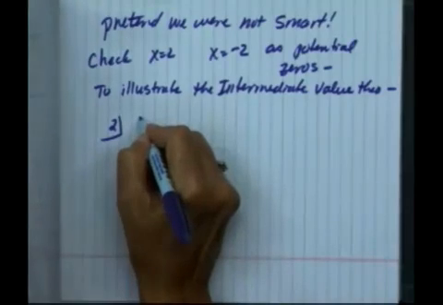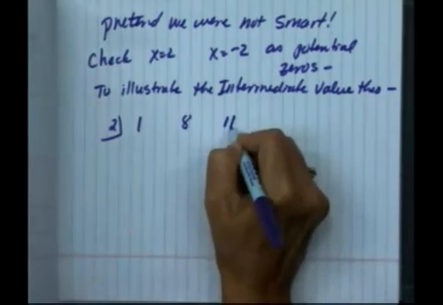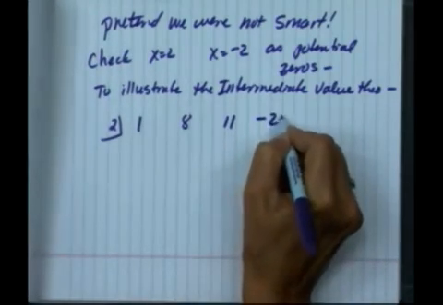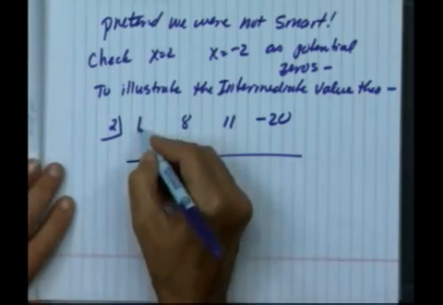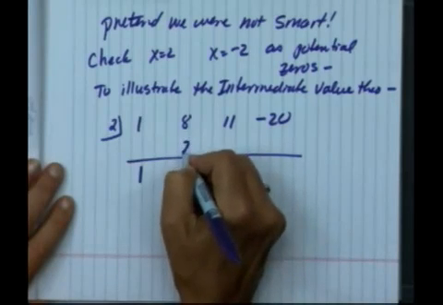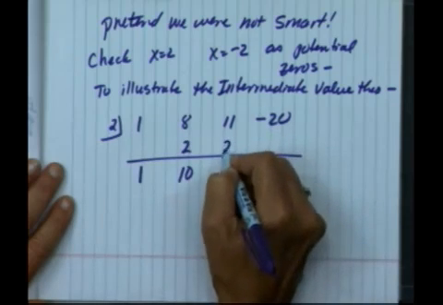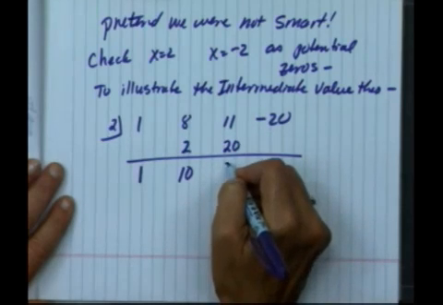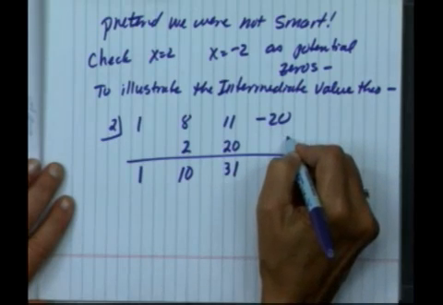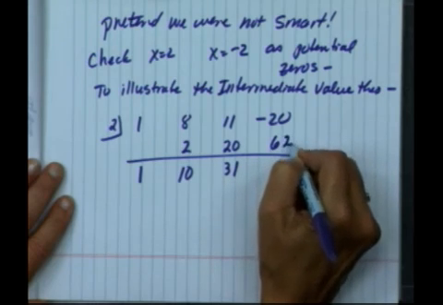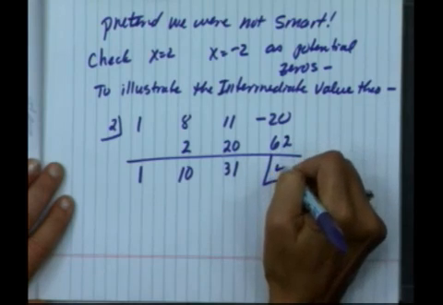Our leading coefficients are 1, 8, 11, negative 20. All right? So I'm just doing synthetic division. Bring the 1 down. 1 times 2 is 2. Add. 8 and 2 is 10. 10 times 2 is 20. Add. It's going to be 31. 2 times 31 is 62. And when I add, the remainder is 42.